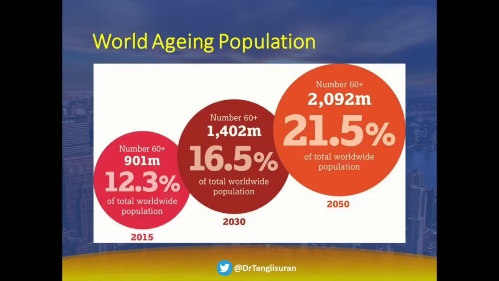Let's start thinking like a professional pharmacist. Let's look into some of the statistics in relation to the aging population in the world. The number of older persons has been increasing tremendously over the last decade. You can see that 12.3% of the total worldwide population are geriatrics, and this number is projected to increase up to 21.5%. 1 out of 5 persons is predicted to be an older person by 2050.